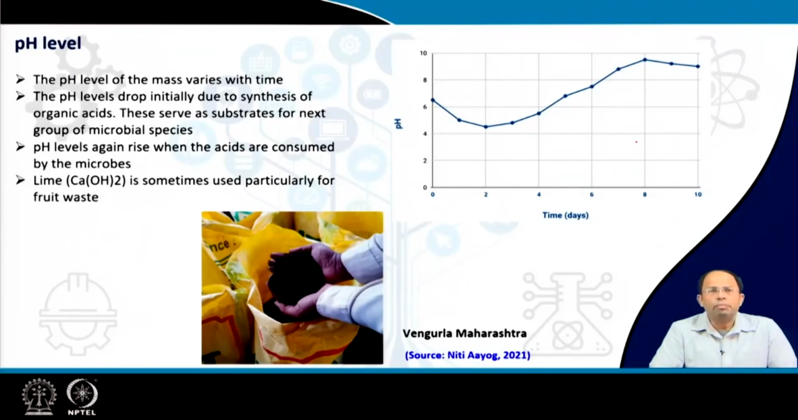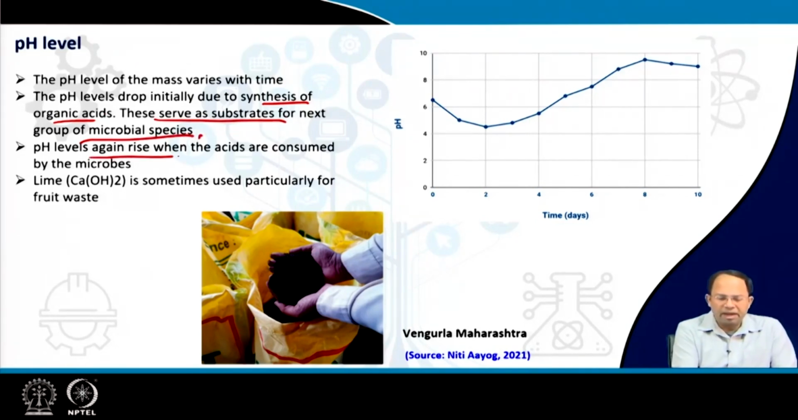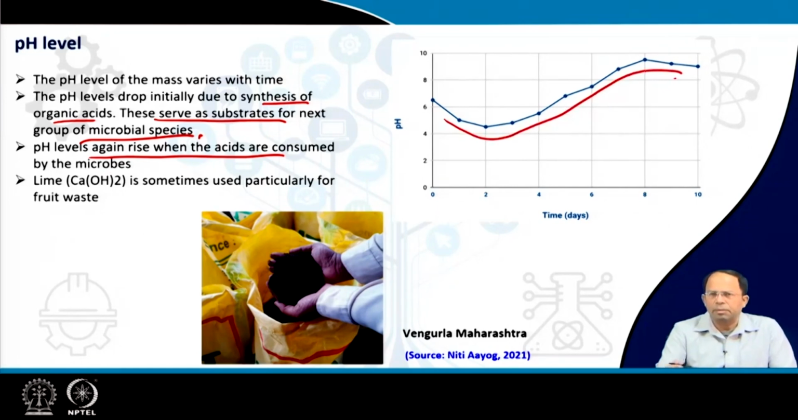Finally, we come to the pH level of compost. The pH level changes during the composting process as well, and usually initially it drops due to synthesis of organic acids, because the first batch of bacteria creates organic acids, and these organic acids act as food or substrate for the next group of microbial species. And the pH level again rises when the acids are consumed by these microbes. As you can see, the pH level initially comes down, then again rises and stabilizes.